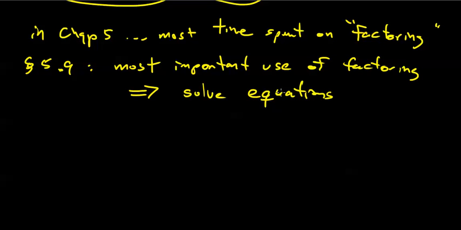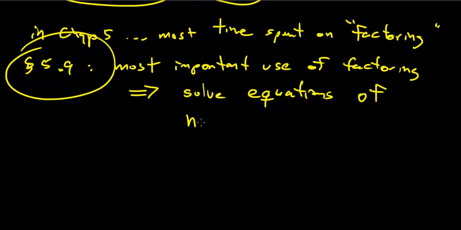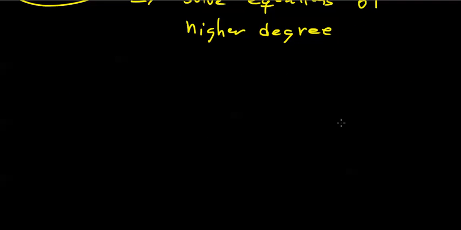Now notice, in Chapter 2 we could solve equations, but only degree 1 equations. In 5.9 we're going to solve equations of higher degree. How high? Well, higher than 1. 2 or higher. Another example. Let's say we want to solve 3x squared equals 6x.